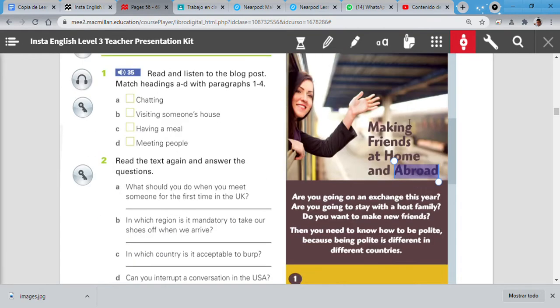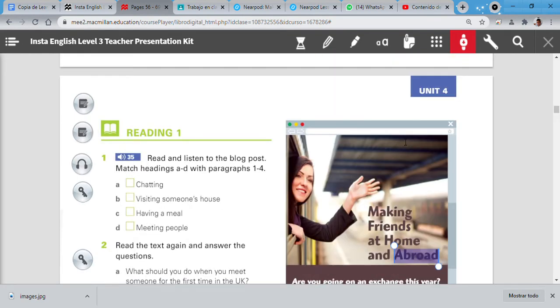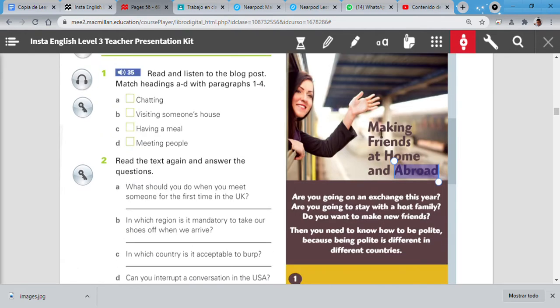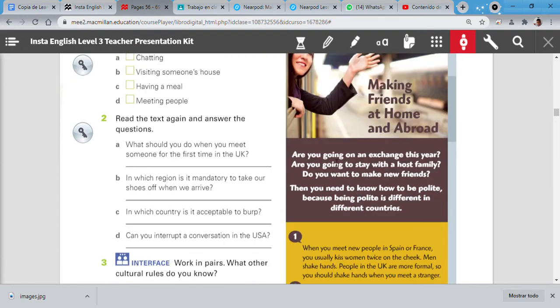Here is our reading. This is our topic, no? Making friends at home and abroad. And here it says, are you going on exchange this year? Hey, teacher, what's the meaning of exchange?